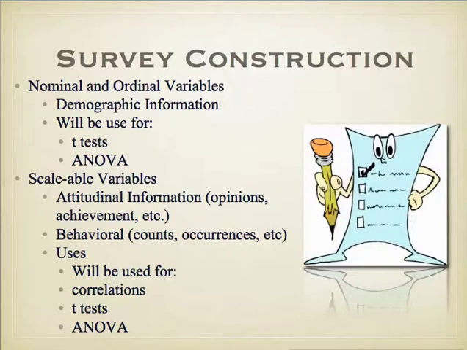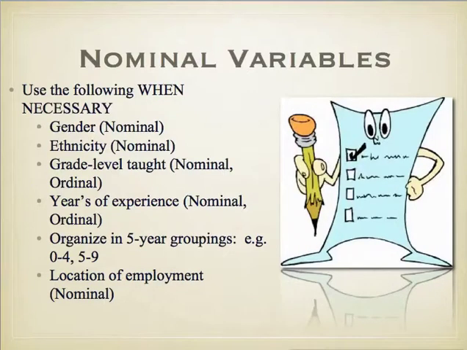But then you also use scalable variables, and that's what really takes the time to develop, those scalable variables for attitudinal information, opinions, beliefs, and so on. You use those for correlations, and also in some instances you'll use those in conjunction with nominal variables for your t-test. Remember, t-tests have a nominal variable and a scale variable. Well, you'd be able to get the scale variables oftentimes through a survey.